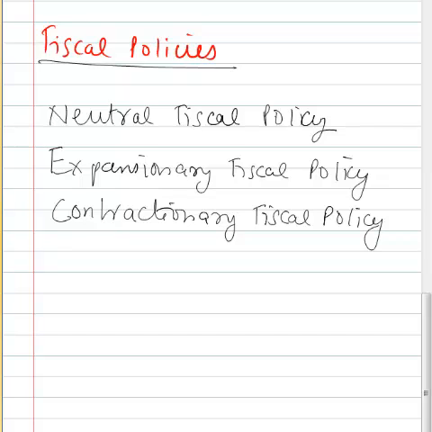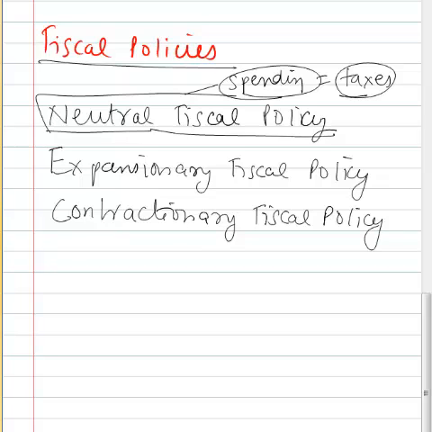So neutral, as the name suggests, means that the government spending is fully funded by the taxes which the government is taking from the people. In the neutral fiscal policy, the spending by the government is equal to the taxes collected by the government. The amount coming from the people is spent on the people through various policies, and in this case we can say the economy is in equilibrium, because the spending is equal to taxes.